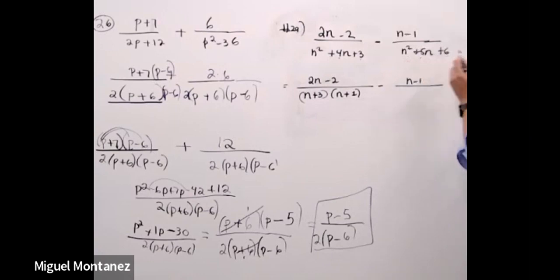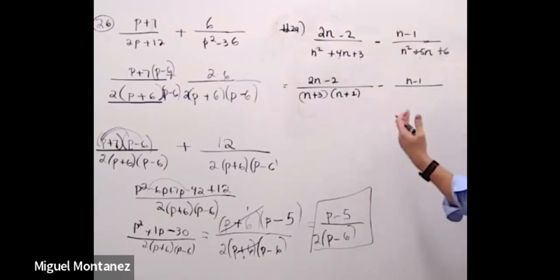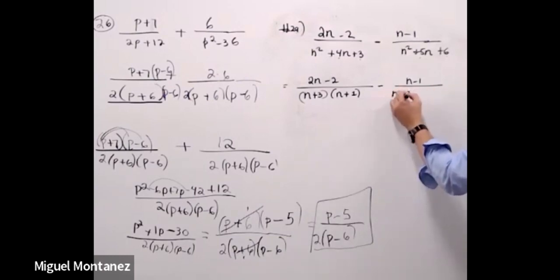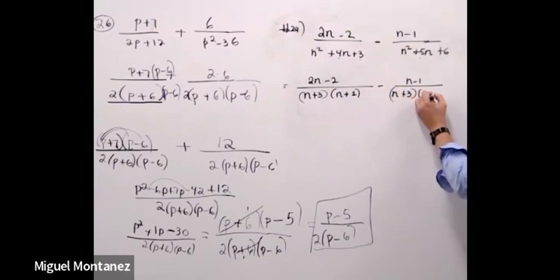Once again, factors of positive 6 that give me positive 5: 3 and 2, right? 3 times 2 equals 6, 3 plus 2 equals 5. So n plus 3, n plus 2.